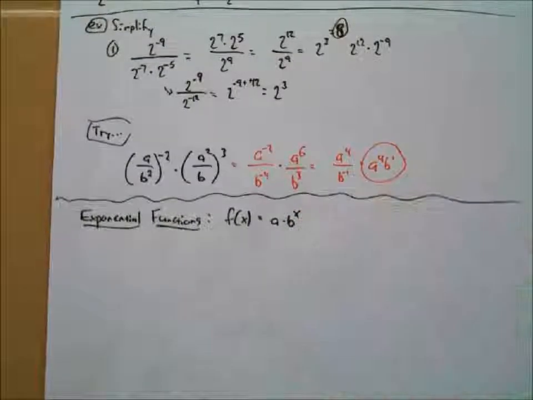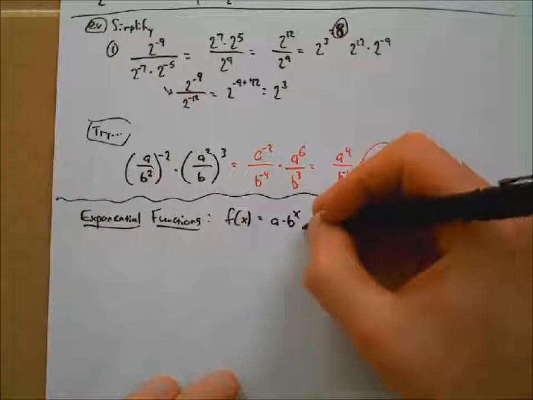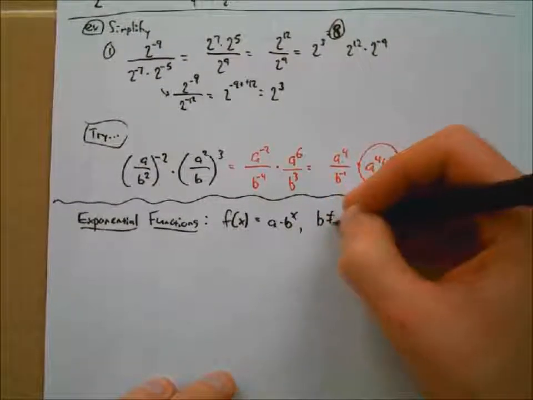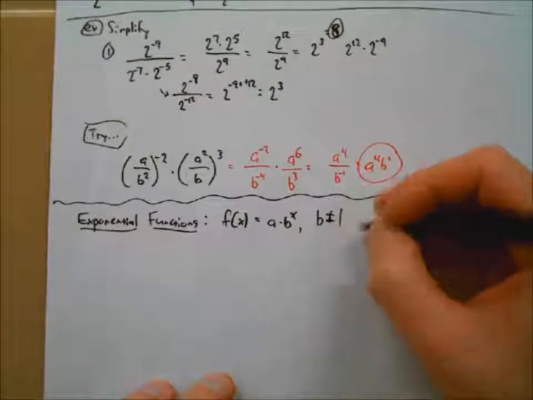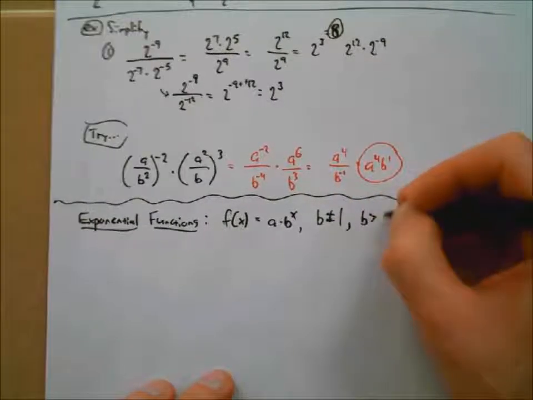So first of all, just to pause real quick here, this is an exponential function, right? The two forms are going to come right here. So here's the first form, b not equal to 1, b greater than 0.